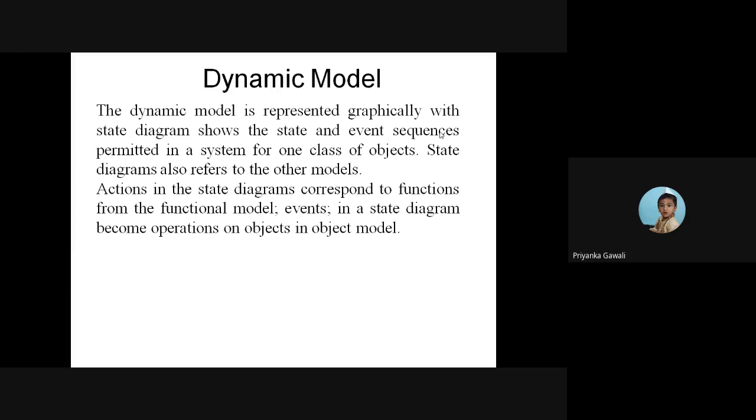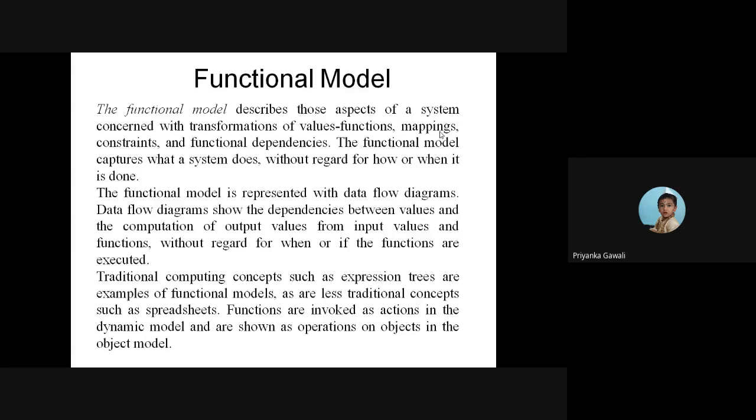So the dynamic model is represented graphically with state diagrams, which we studied in the case of the phone line. That shows the state and event sequences performed in a system for one class of object. State diagrams also relate to other models. Actions in the state diagrams correspond to the functions from the functional model. Events in the state diagram become operations on objects in the object model. And last is the functional model.